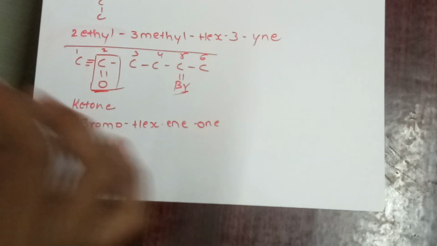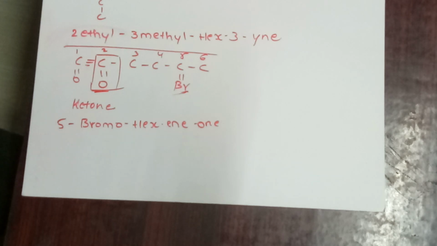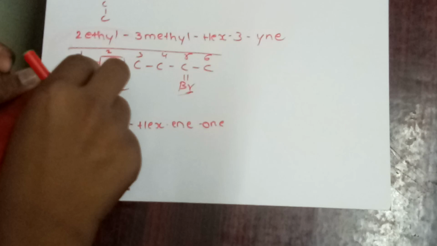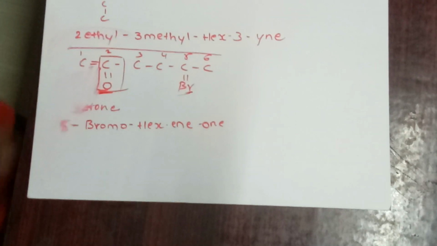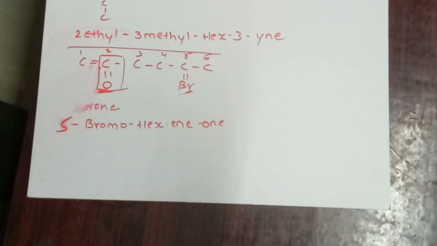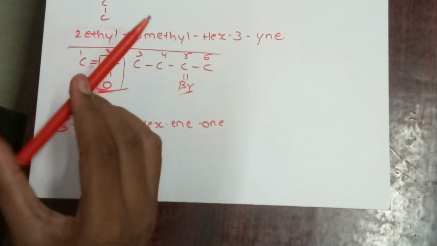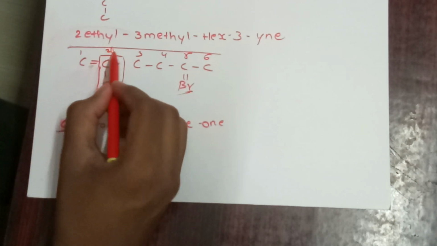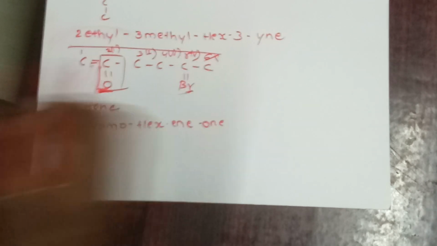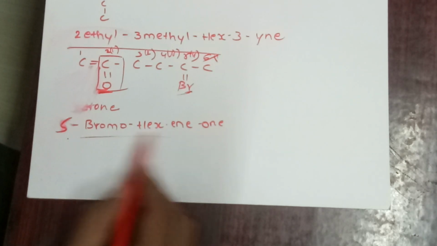Ketone will never come at the end. It will never come in this position. If the ketone is with the second carbon atom in the chain, there is no need to mention any number, because for ketone it will be considered as 1, 2, 3 and 4. This one is not considered for ketone. Okay, this is very easy, right?